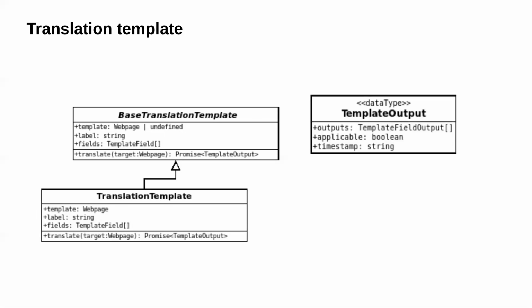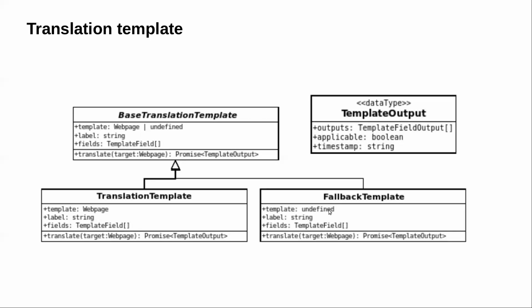And the template output includes an outputs property that is a series of template field outputs, one for each field. It will tell you if it is applicable. Of course, if all template field outputs are applicable, then the overall template that contains them all will be applicable as well. Otherwise, it's not going to be applicable.